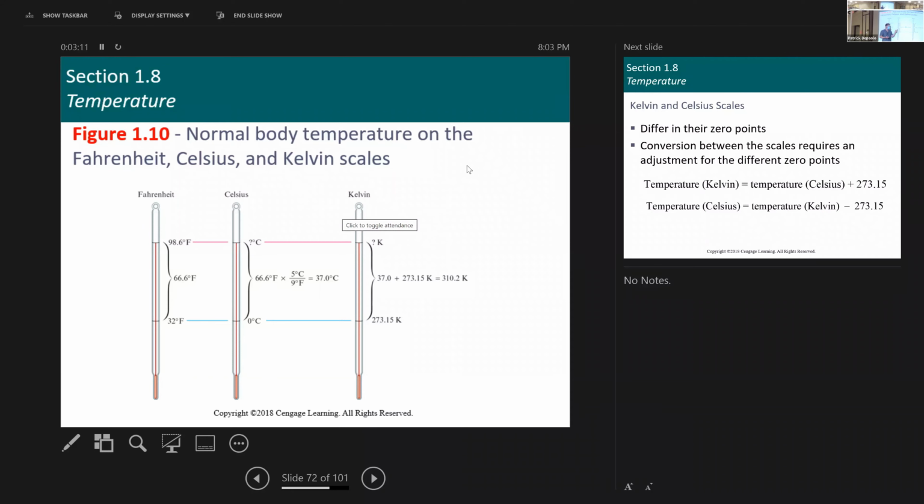So that's why water goes from 32 to 212, that's when it boils. For Celsius, it's 0 to 100. So it's a lot smaller scale, so each number counts for more. And then for Kelvin, you're just adding on to Celsius.